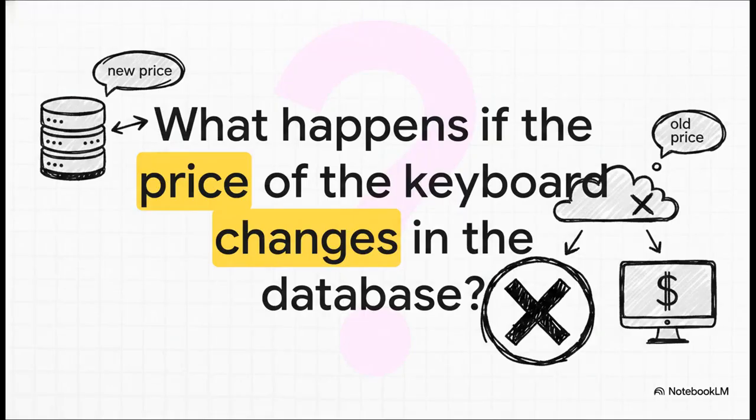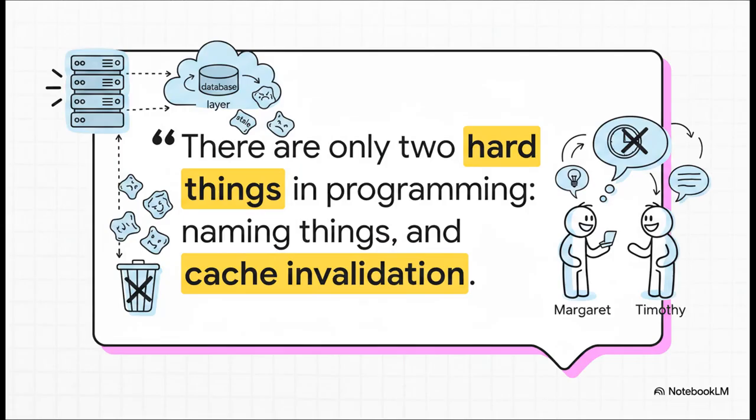And this is the million-dollar question that Timothy asks. If the marketing team updates the keyboard's price in the main database, but the old price is still sitting in the cache, uh-oh, now you're showing customers outdated information. And that's the hard part of caching. In fact, there's a famous saying in the developer world that sums this up perfectly. Figuring out when to get rid of old, stale data from your cache, a process called cache invalidation, is notoriously difficult. So how do they solve it?